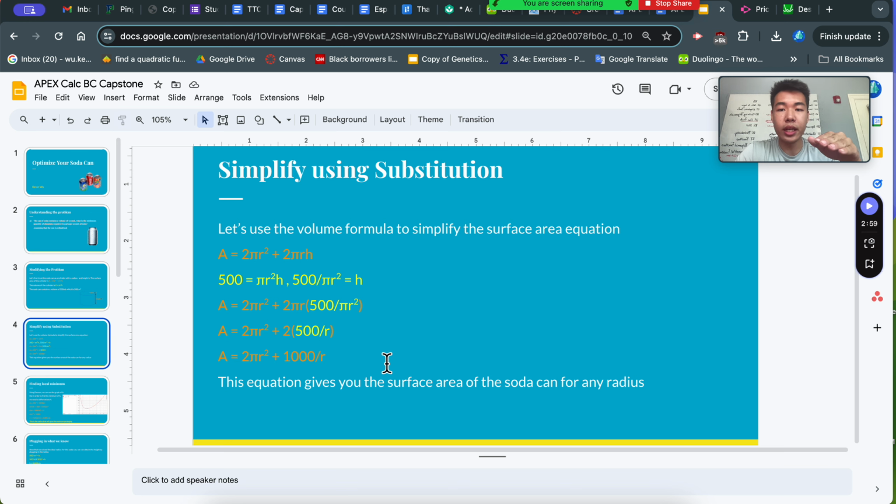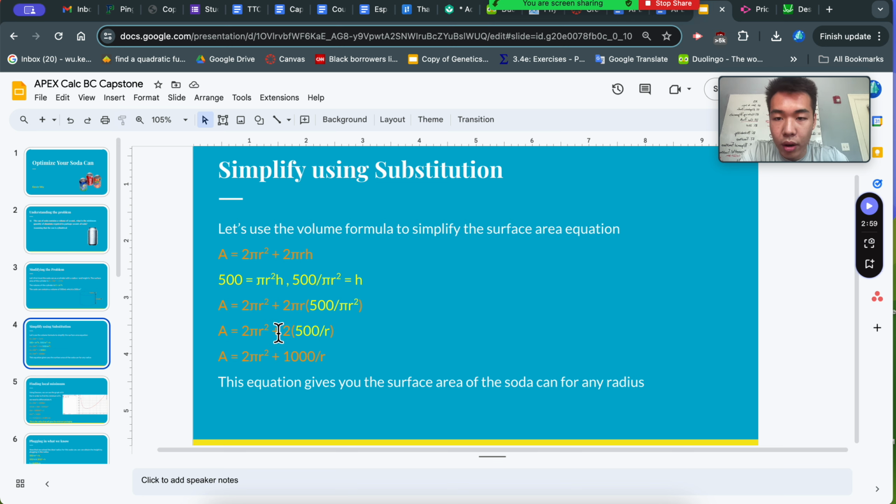Earlier we know that V equals pi r squared times h. Now we're gonna replace the V with 500, and solving for height, we get 500 over pi r squared equals height. Now we can replace the h in our area equation with 500 over pi r squared. The reason why we want to do this substitution is because we want to minimize our area, right? So therefore, we want to have everything in terms of r in our area equation.